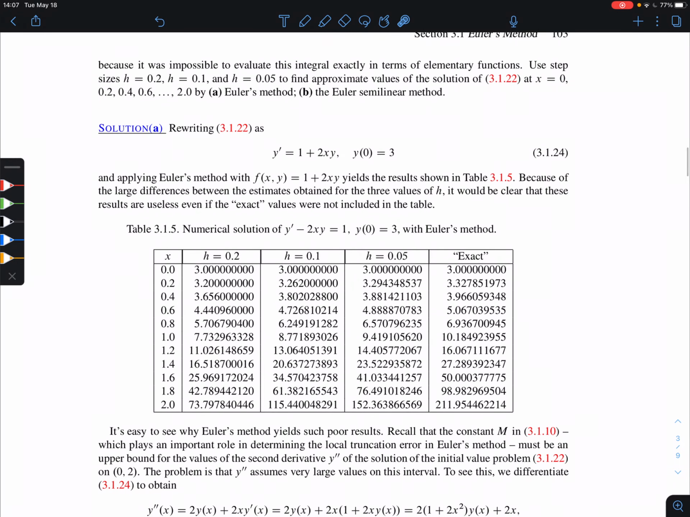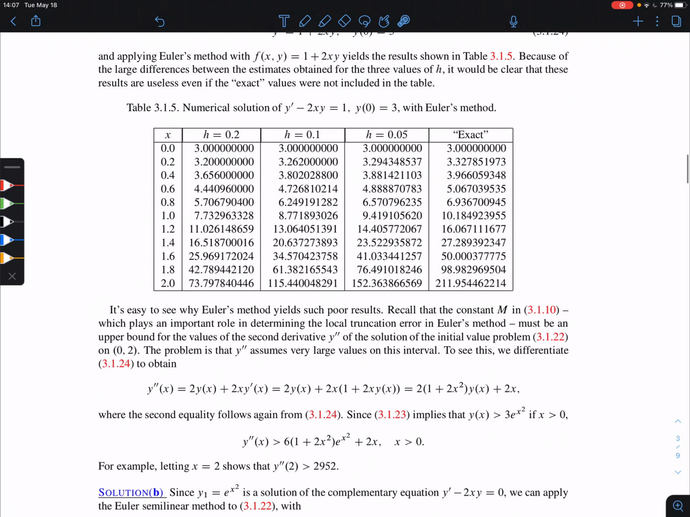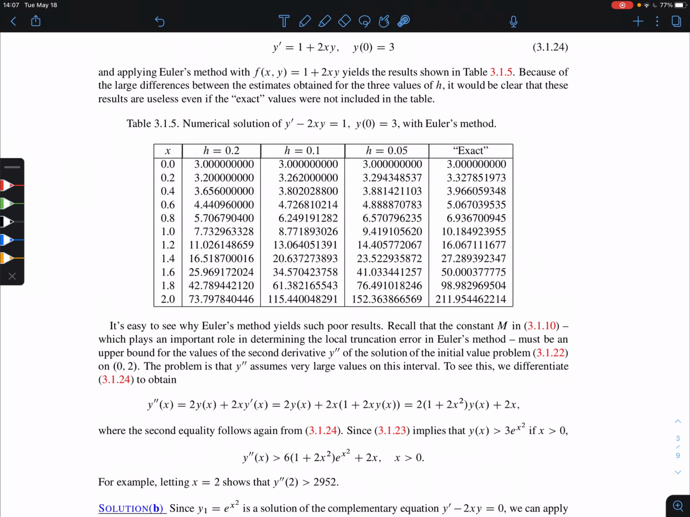Okay, so here's a new equation, where exact is written between parentheses because actually I don't think we have an exact solution for this one, although this is so simple that it would surprise me a little bit. The only thing I want to point out is this particular equation: y prime minus 2xy equals 1. This is a linear equation, right?